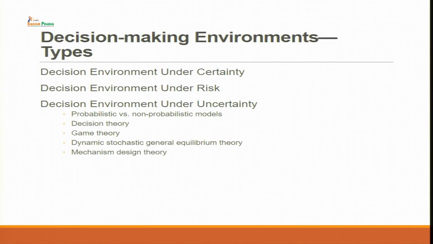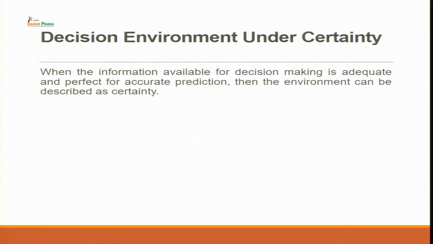When a manager is deciding on certain decisions or resolving certain problems, there are environments in which he works. What are the different types of environments? First is decision under certain environment, decision under risk environment, and decision under uncertainty of the environment. Here, decision under uncertainty has a few models which describe how decisions are taken in an uncertain environment or what the different characteristics of an uncertain environment are. Let's discuss these three decision making environments.